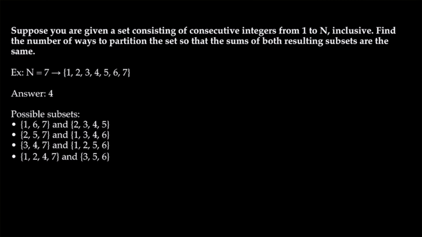Let's say we're given a set consisting of consecutive integers from 1 to n inclusive. So we want to find the number of ways to partition the set so that the sums of both resulting subsets are going to be the same. So let's look at this example.